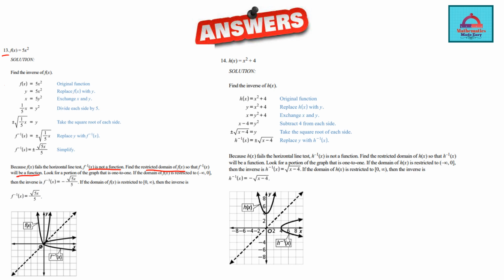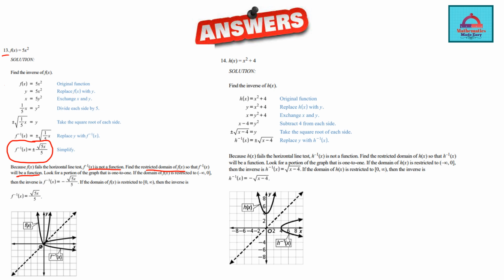So look for the portion of the graph that is one-to-one. If the domain of f(x) is restricted to minus infinity to 0, the inverse is negative, and if the domain is restricted from 0 to infinity, the inverse is positive. So here you see f inverse is getting two values, plus minus.